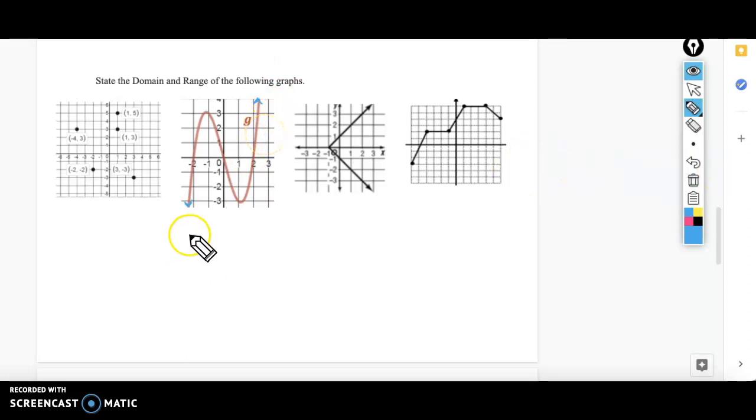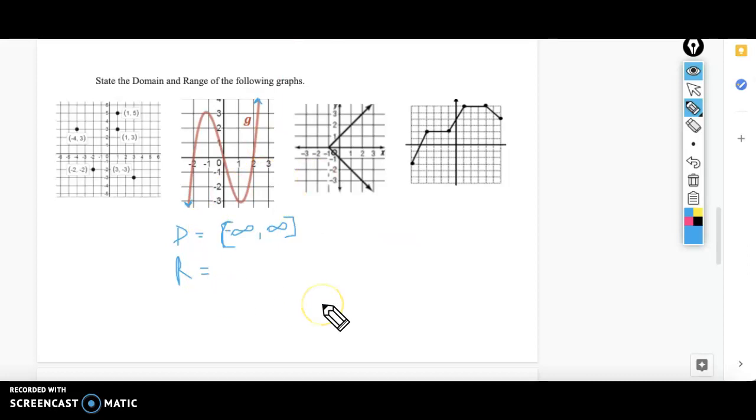So for these, my domain and my range. So my domain, again, I can put, let's see. We want to do our brackets because, again, we don't know where the ending is. So we can do negative infinity to positive infinity, because it's going to keep going left, it's going to keep going right.